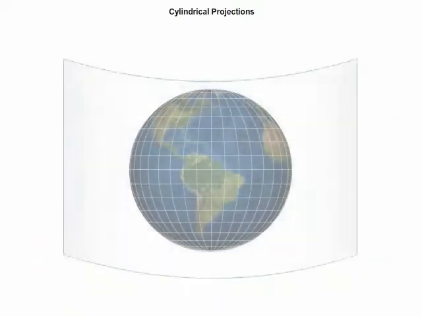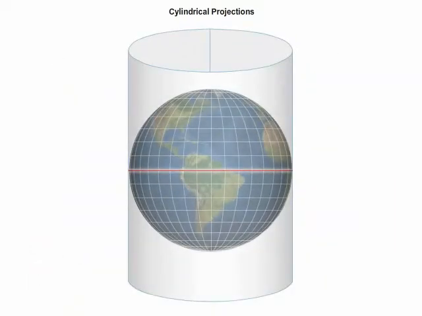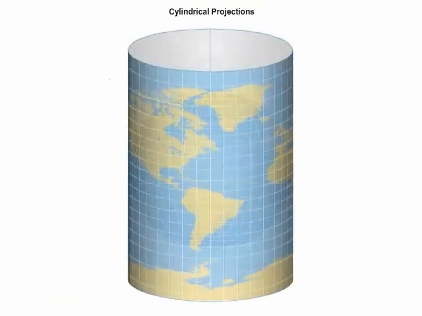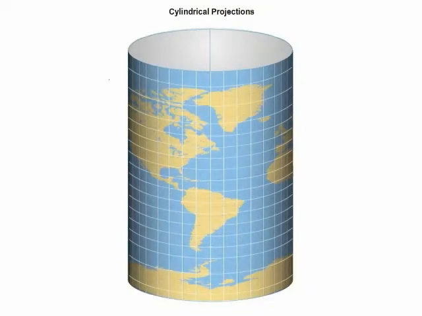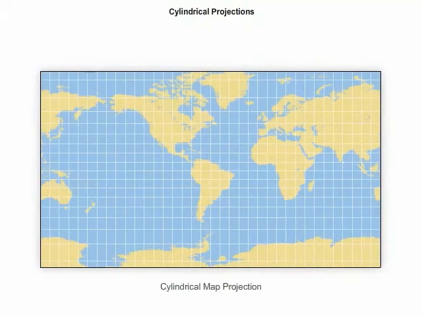To project the graticule and landmasses from the reference globe to a map, a cylindrical surface is placed around the globe, touching along either a parallel or a meridian. Next, the graticule and landmasses are projected onto the cylinder. Then, the cylinder is unrolled, revealing the graticule and landmasses.